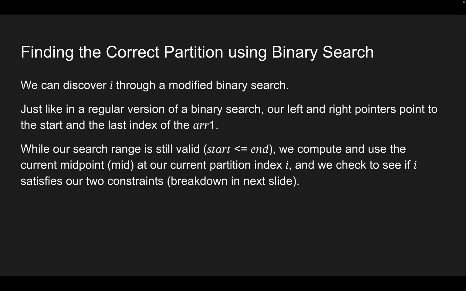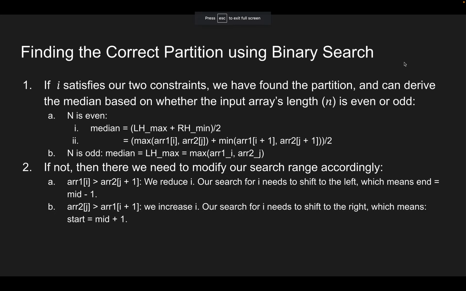Now, we can discover i through a modified binary search. Just like in the regular version of a binary search, our left and right pointers point to the start and the last index of array 1. So while our search range is still valid, which means that start is less than or equal to end, of course, we compute and use the current midpoint, with the variable name mid, as our current partition index i, and we check to see if i satisfies our two constraints. Okay, so this is the breakdown.